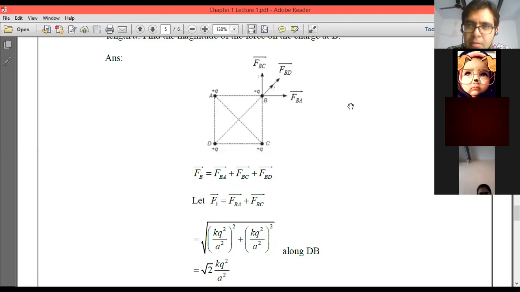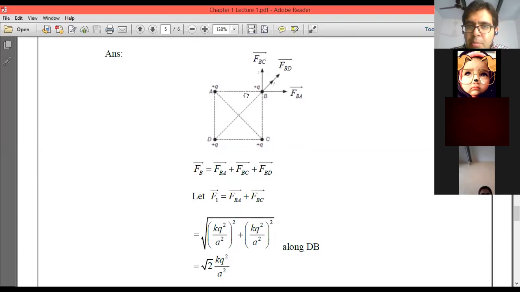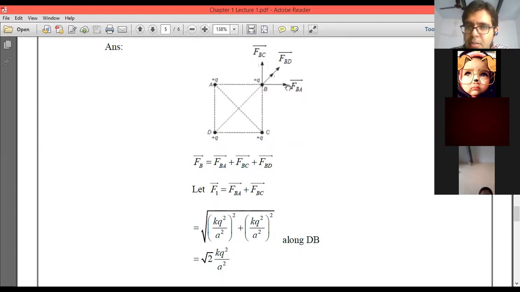Yes, sir. See this thing. We need to find the force on charge B due to charge A. So the charge present at A will try to repel the charge present at B in this direction, moving away from it, in the direction A to B. This is the direction of FBA. The charge present at C will try to repel the charge present at B in this direction, away from it. That is FBC.